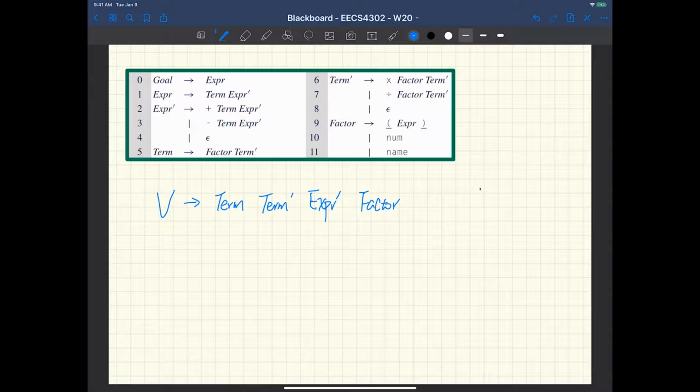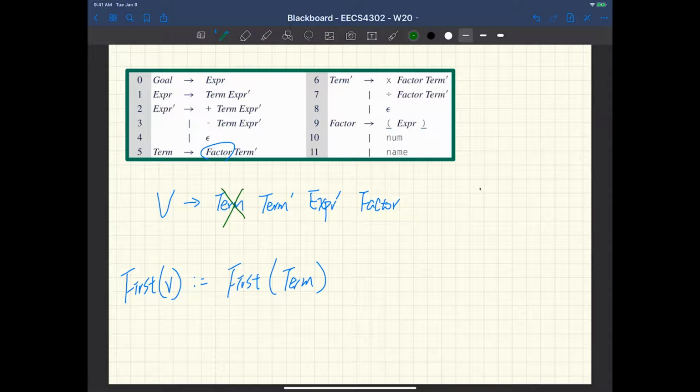I just want to give you an idea. If I want to calculate the first set of V, of course I need to initialize it to be the first of term over here. That's only example number 1, actually. So now, would that be it? Yeah, that'll be it, because the factor itself is not nullable, so we stop there right away. Let me change that slightly.